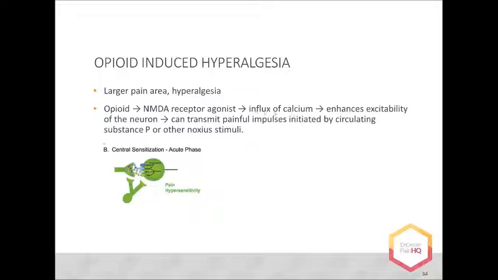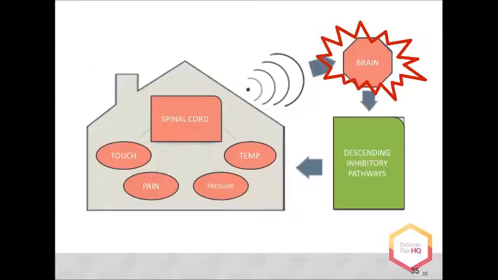What happens is there is an influx of calcium and it enhances the excitability, which means that now the abnormal pain impulse can be transmitted much faster and much louder. So I tell my patients if they have central sensitization and we put them on opioids, it just makes their abnormal pain go louder and faster. That's what happens at the spinal cord.